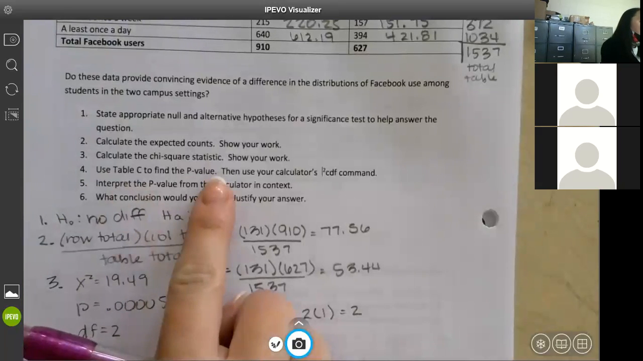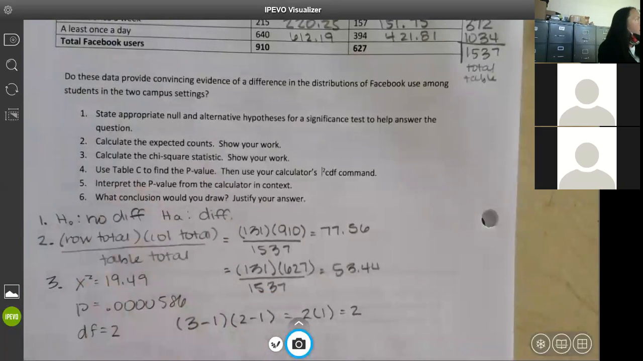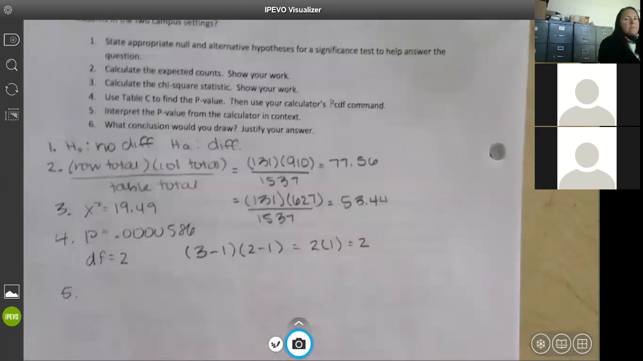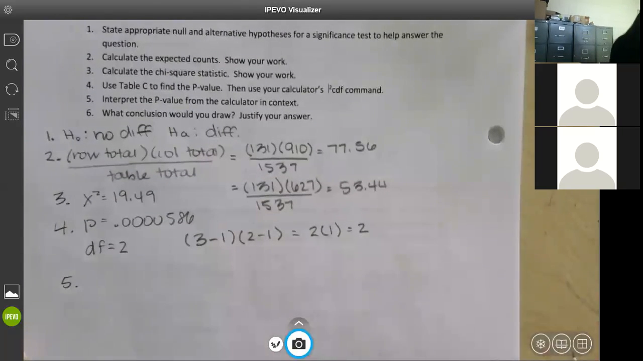Use table C to find the p-value. You guys okay with finding that? Yes. Look for degrees of freedom of 2 and then find the 19.49 and it'll be between 2 numbers. Okay. Then use your calculators. We found that. So this is number 4. Number 5 is interpret the p-value in context. So interpret this p-value.